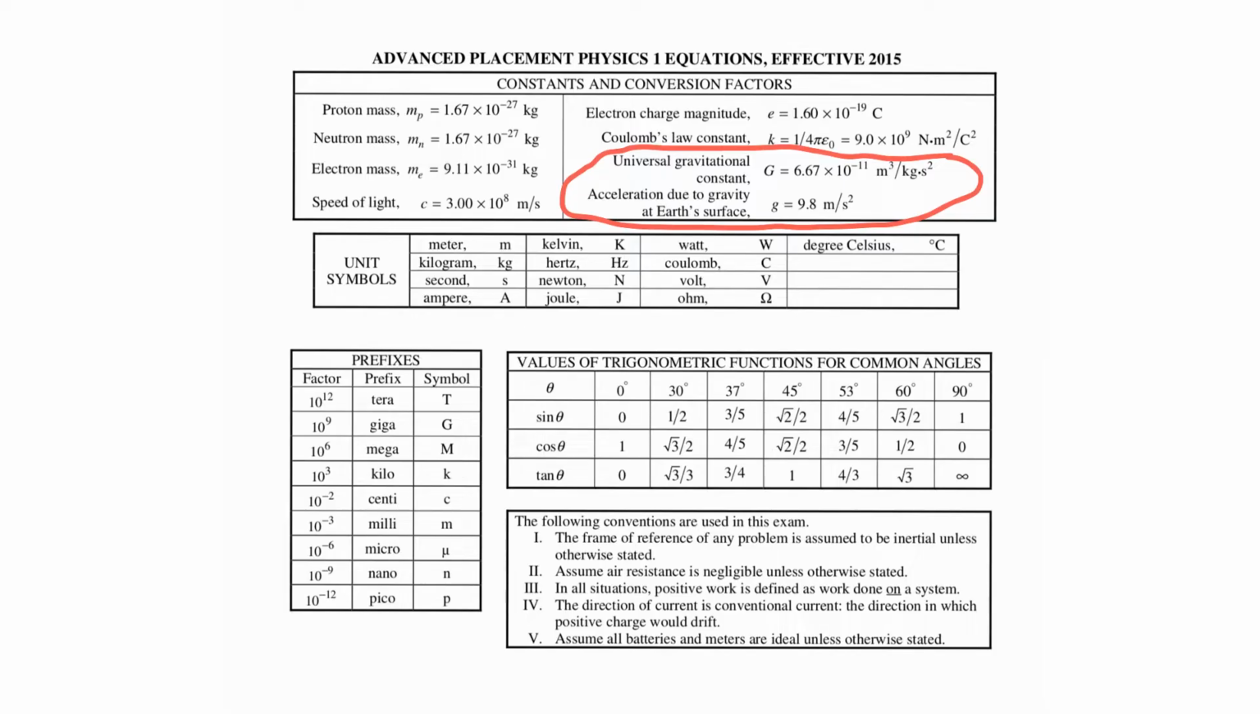And then, of course, the acceleration due to gravity, the acceleration that all objects have when they're released, when they're in free fall, lowercase letter g, which on Earth is 9.8 meters per second squared.